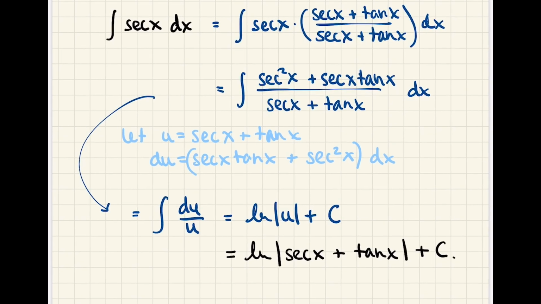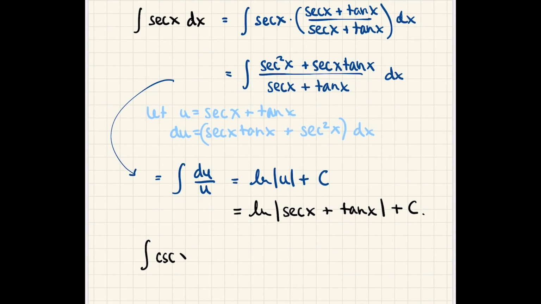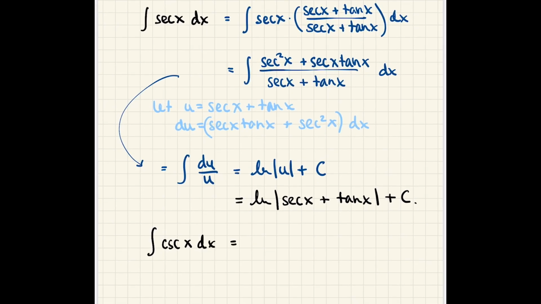And finally, the antiderivative of cosecant of x is actually, by a similar process, the negation of the antiderivative for secant, but with each of the functions replaced by their cofunctions. So secant gets replaced by cosecant, and tangent gets replaced by cotangent. And there we are.